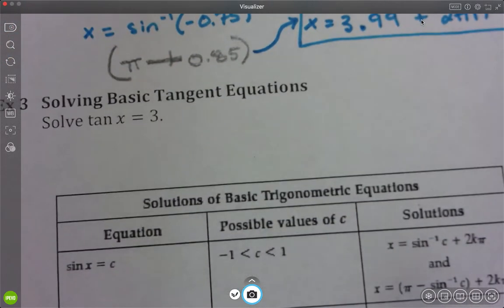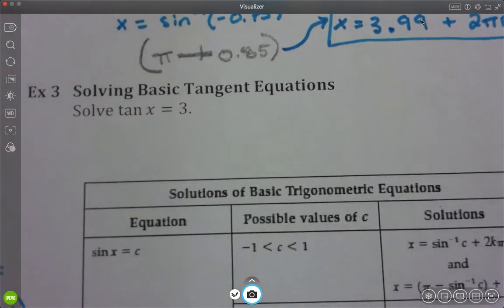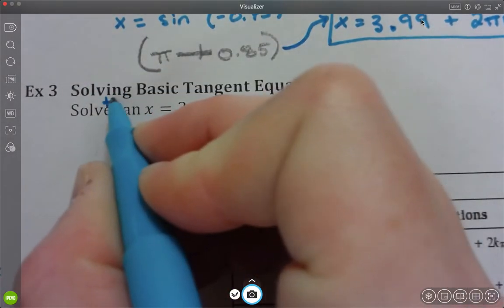Tangent then, still the same thing. We'll learn down here what the rule is for tangent. Tangent, I do inverse tangent.